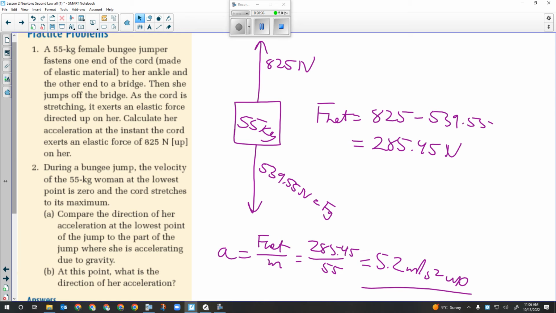Now, her direction of acceleration at the lowest point, compared to when she was accelerating due to gravity. Her acceleration at that lowest point is which way? Up. In fact, it's at its maximum amount. The more you stretch a rubber band, the harder it pulls. This question is simplified a little bit, because the upward force of the rubber band would actually change as you stretch it. But definitely at the bottom, that acceleration would be at its maximum and it would be upwards. At this point, what is the direction? Definitely up.